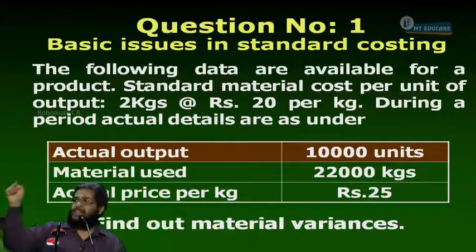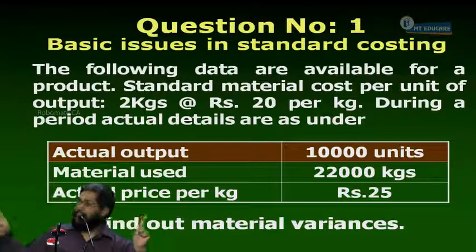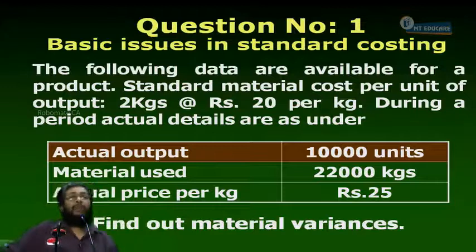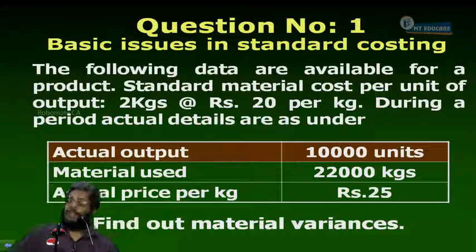Your purchase manager should purchase at how many rupees per kg? 20 rupees per kg. So they fix the budget for consumption and then purchase price. How much can you consume for every unit? 2 kgs. And how much can you pay for every kg? 20 rupees. This is coming from the budget, which we call standard cost. And actually, I have produced how many units? 10,000 units. Consuming how many kgs? 22,000 kgs. And what is the actual price? 25 rupees, which I pay to purchase it.